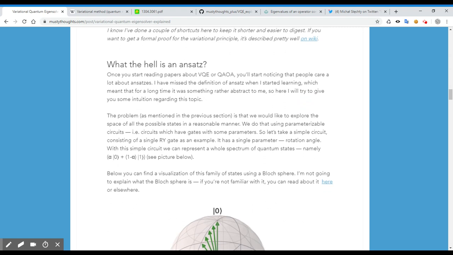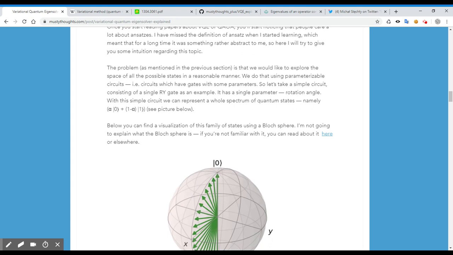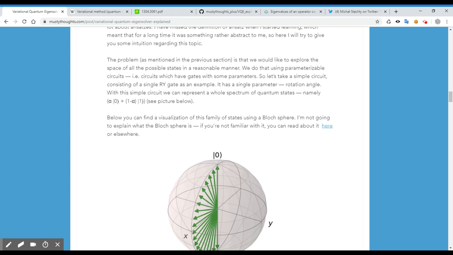Once you start reading papers about VQE and QAOA, you will start noticing people care a lot about ansatzes. I missed the definition of ansatz when I started learning, which meant that for a long time it was something rather abstract to me. So here I will try to give you the intuition regarding this topic. Ansatz means approach in German, by the way. The problem, as mentioned in the previous section, is that we would like to explore the space of all possible states in a reasonable manner.